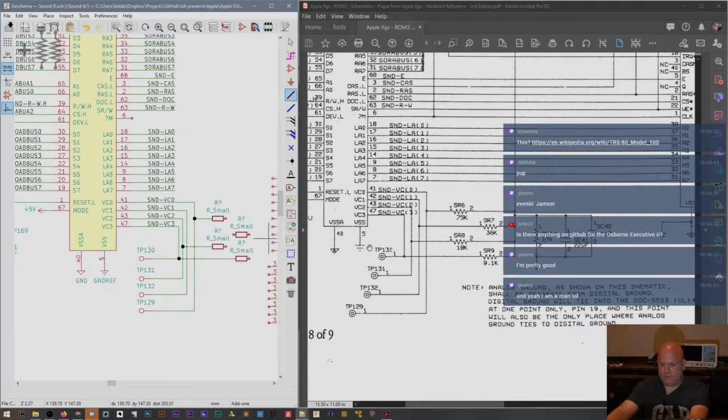This one must connect to VC1. Yep. I don't like this. We'll have to figure this out. I don't like how it goes through here. That just kind of looks messy. For the Osborne Executive, I don't know.